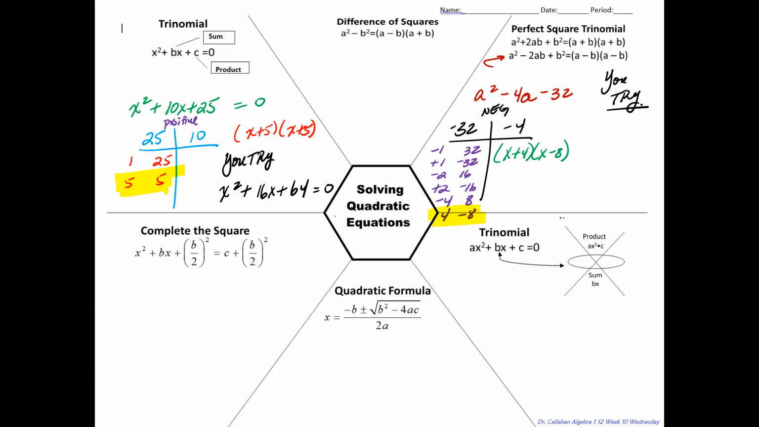Now I'm going to have you guys try one, and I'm going to use b instead. So b squared minus, let's do a negative 4b minus 45. What is that going to equal to?